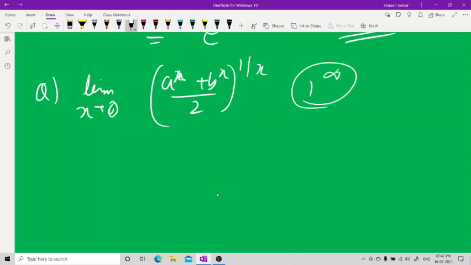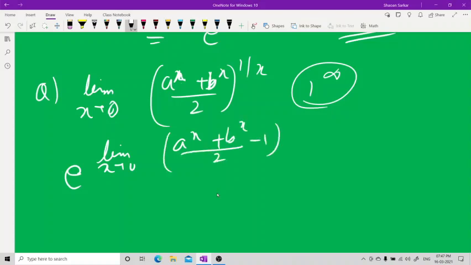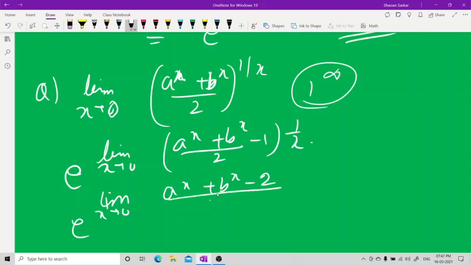Put x as 0: a to the power of 0, b to the power of 0 is 1. So this is 2 by 2, which is 1 to the power of infinity. So you take e to the power of limit x tending to 0, (a to the power of x plus b to the power of x by 2 minus 1) into 1 upon x. Now do one thing. See this. E to the power of limit x tending to 0, (a to the power of x plus b to the power of x minus 2) upon 2x. Now this is nothing but 0 by 0 form.